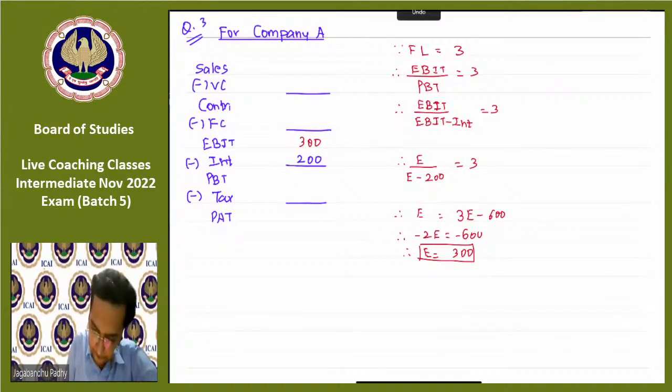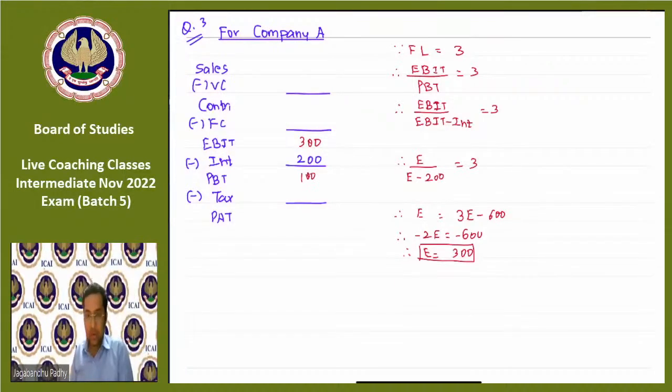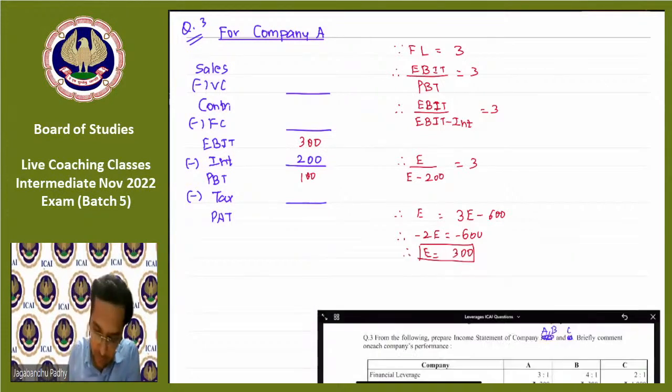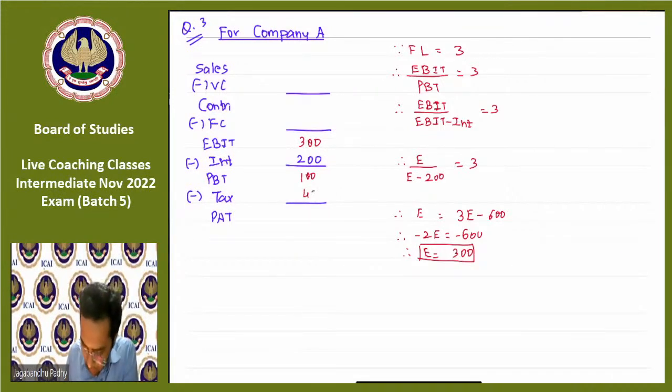Now, once I get EBIT, I can flow down and state that my profit before tax will be 100. Profit before tax will be 100. Tax rate is given, I suppose. Income tax rate is 45%. The tax will be 45. Profit after tax will be 55.